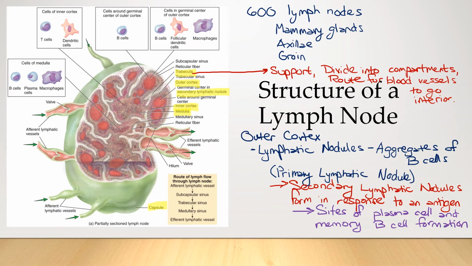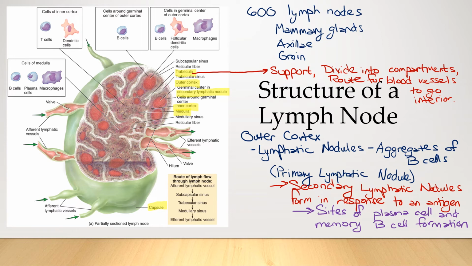So most of the time, the outer cortex is going to have these primary lymphatic nodules until we have a foreign substance come in. And when a foreign substance, also known as an antigen, comes in, then these will immediately turn into secondary lymphatic nodules in order to fight off this antigen, in order to combat the antigen.